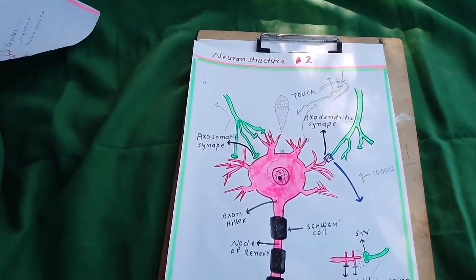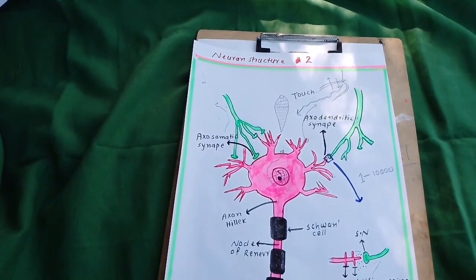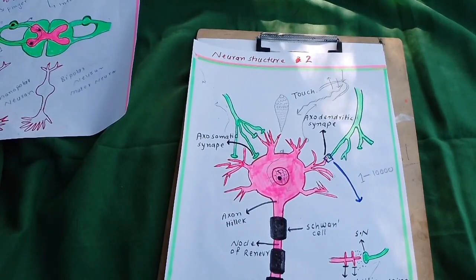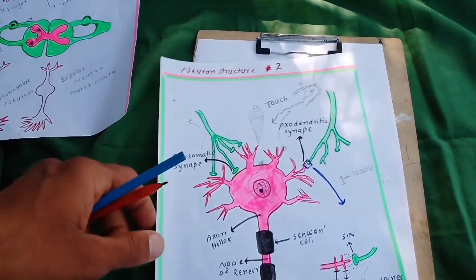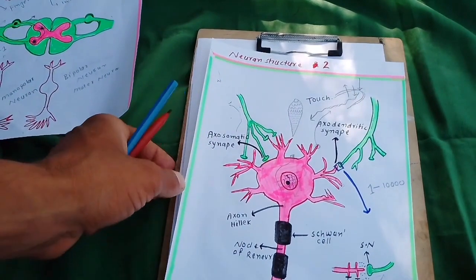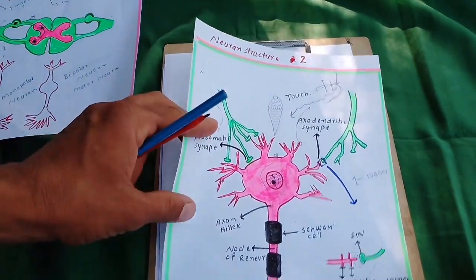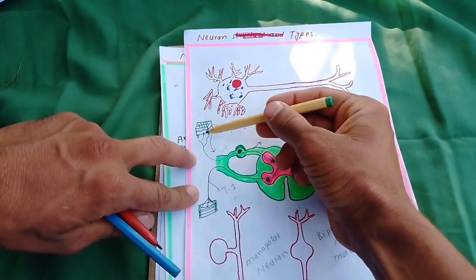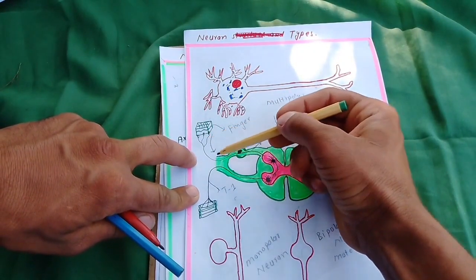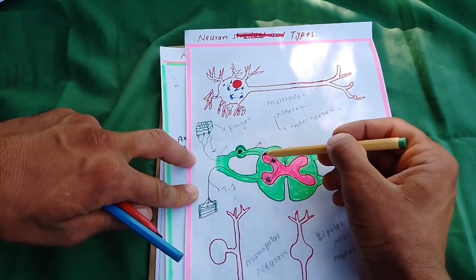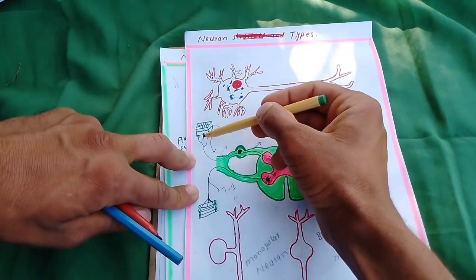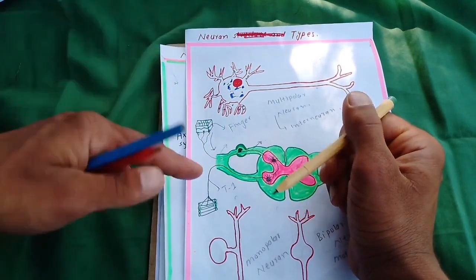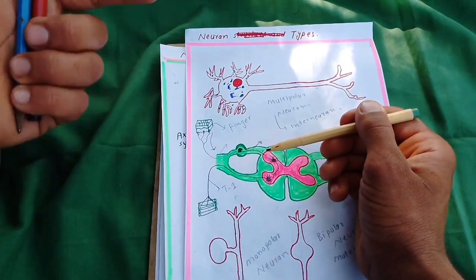Another most important point. Some people say that dendrites are short while axons are long. This is true, but not completely true. This is my dendrite which is longer than the axon. This is the axon. This axon is very short. This dendrite is very long. In general cases, dendrites are short and axons are long.